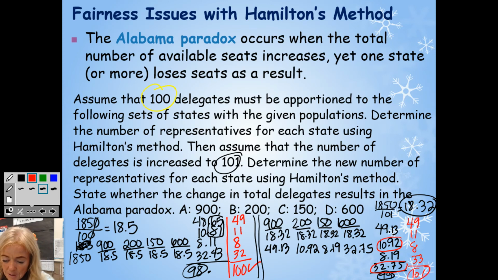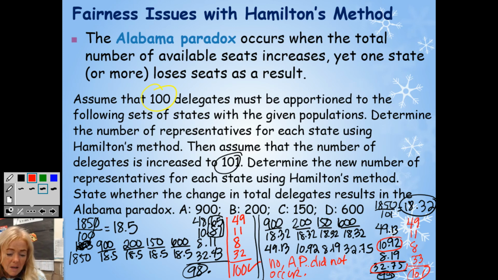All right, so now we have to compare the states. State A had 49 with 100 delegates, 49 with 101 delegates. So that's all good. 11 and 11, 8 and 8, and then 32 and 33. So basically, state D added another delegate, and nobody lost a delegate. None of the states lost a delegate, so in that case, you would answer that no, the Alabama paradox, I'm just going to call it AP, did not occur, because no states lost a delegate. And that's how you're going to do the problem.